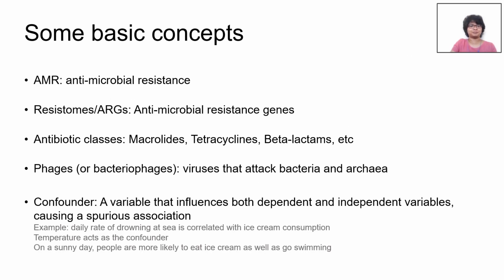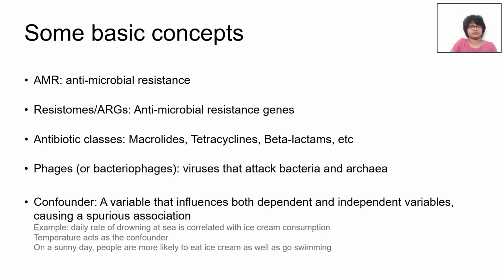Before jumping into our objectives, I would like to introduce some terms. The first term is AMR, which is short for antimicrobial resistance. It occurs when microorganisms become immune to the very drugs used to inhibit them. The next term is resistomes or ARGs, which refer to the genes that encode for AMR. ARG is short for antimicrobial resistance genes.